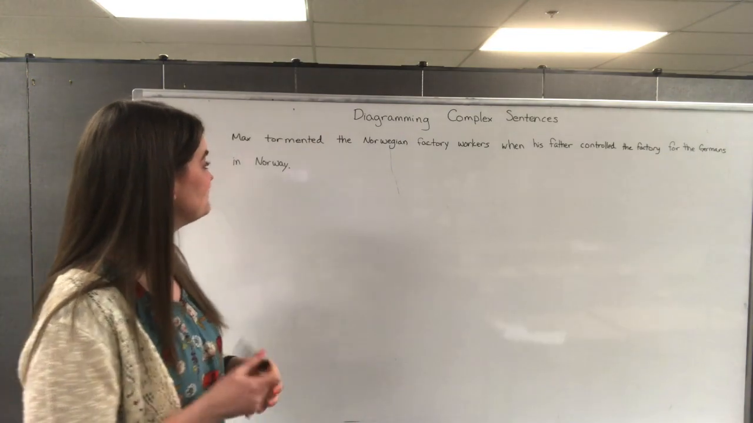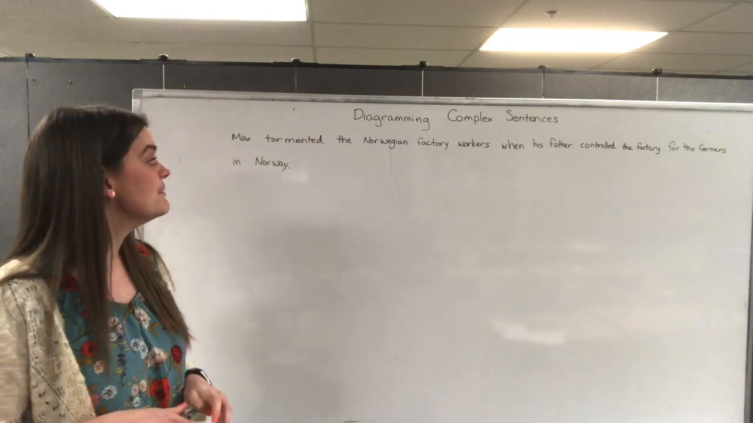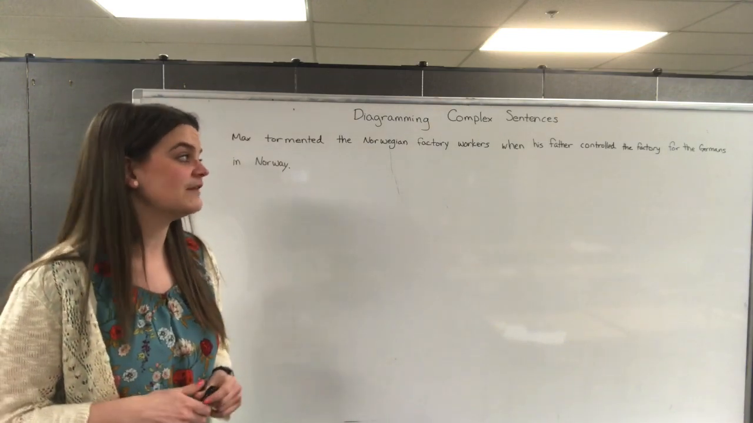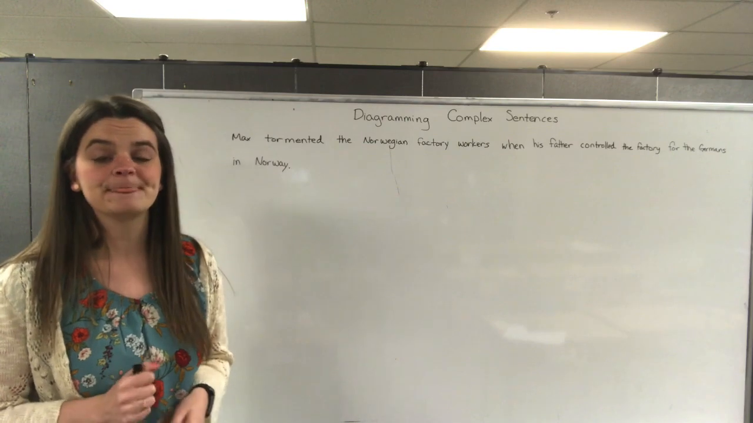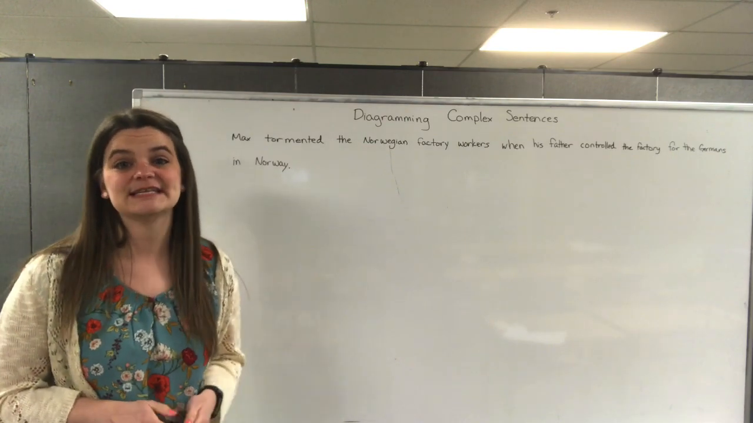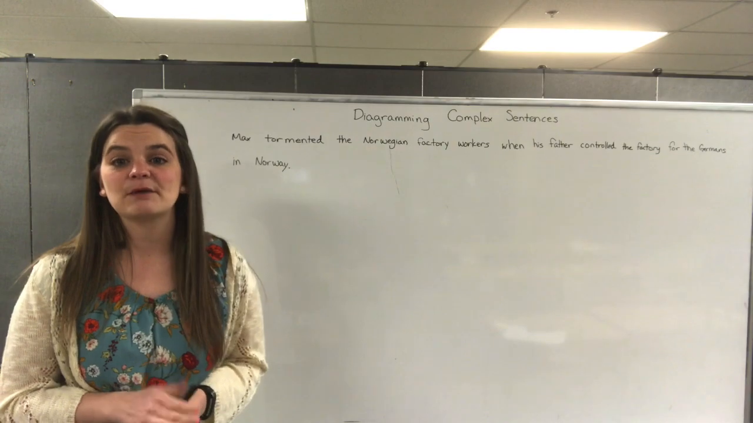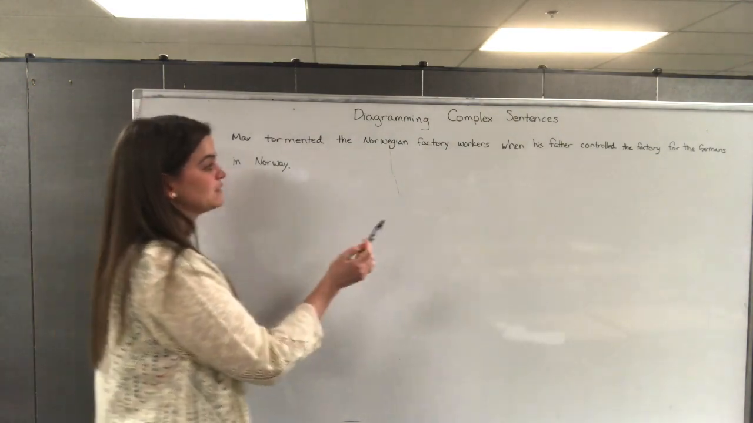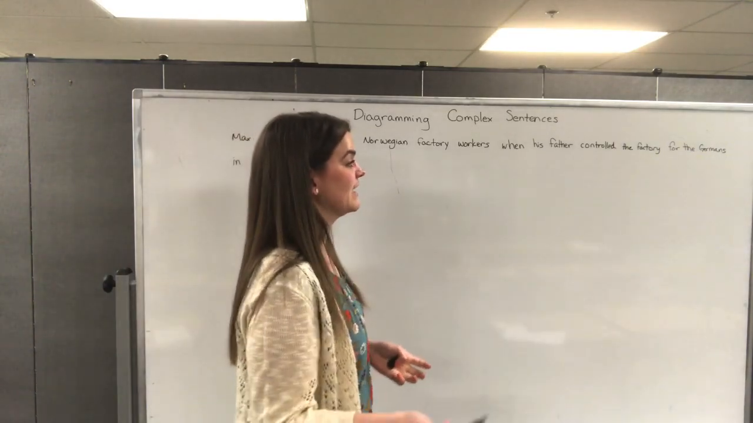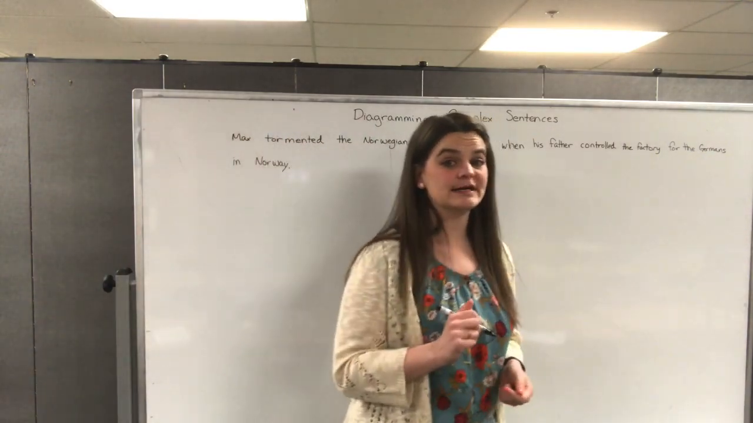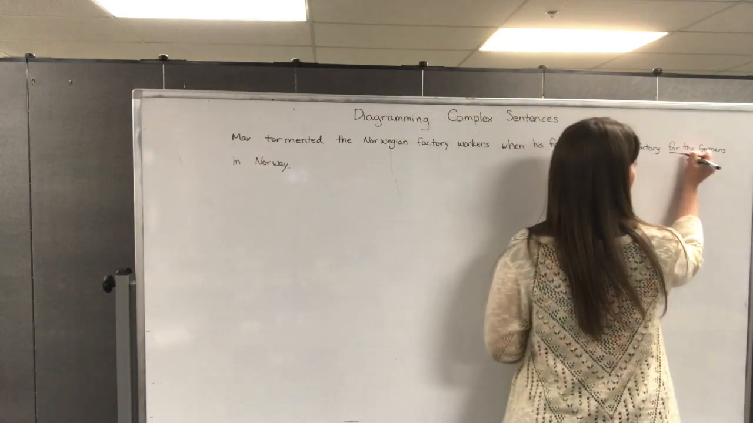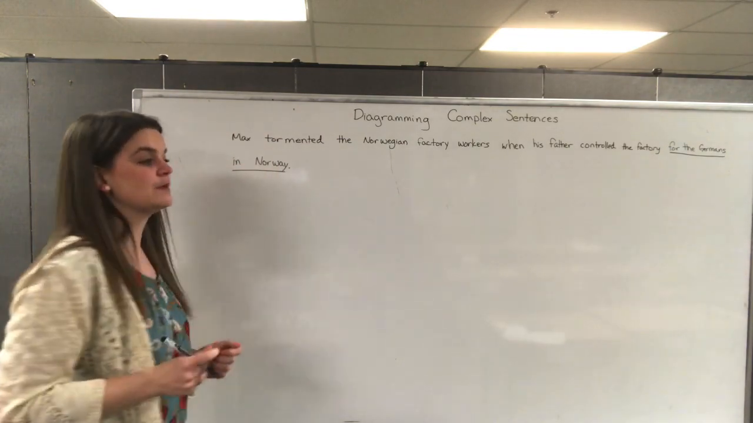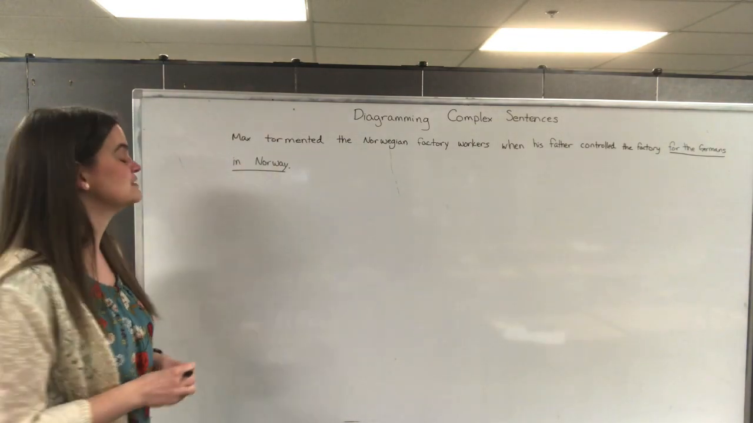But our first sentence is, Max tormented the Norwegian factory workers when his father controlled the factory for the Germans in Norway. So first, just like we have been doing on Fix-It Grammar, we're going to go through and identify our prepositional phrases. So Max tormented the Norwegian factory workers when his father controlled the factory for the Germans. For is a preposition. So for the Germans is a prepositional phrase. We're going to underline that. And in Norway is also a prepositional phrase, and so we're going to underline that as well.